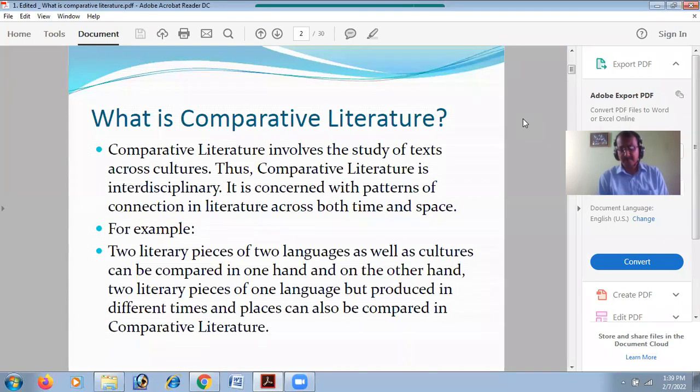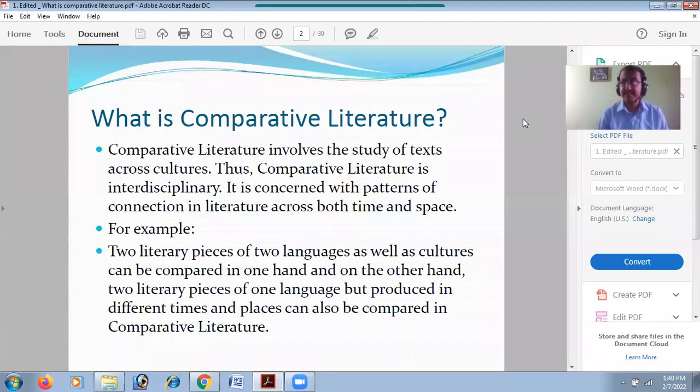because culture involves different languages, different behavioral patterns, and everything. And for this reason, comparative literature will be studying two different cultures, languages, etc. And in that regard, we come to the definition that comparative literature is interdisciplinary. So we will be discussing a thing taken from one discipline to another discipline.